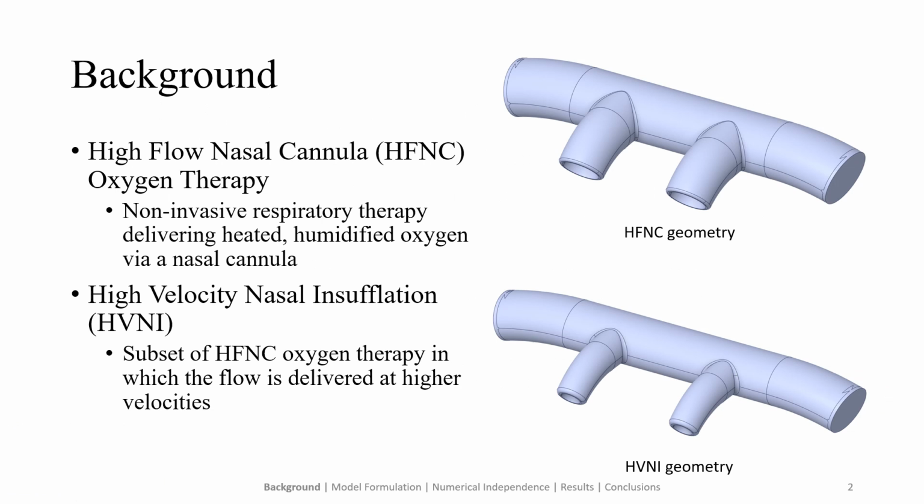Some quick background. High-flow nasal cannula, or HFNC oxygen therapy, is a non-invasive respiratory therapy in which heated and humidified oxygen is delivered to patients via a nasal cannula. High-velocity nasal insufflation is a subset of HFNC oxygen therapy in which the flow is delivered at higher velocities. The higher velocities are attained by a smaller inner diameter cannula prong, as can be seen by the cannula geometries on the right.